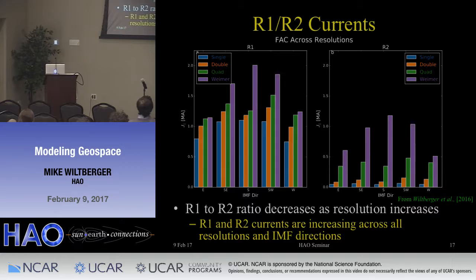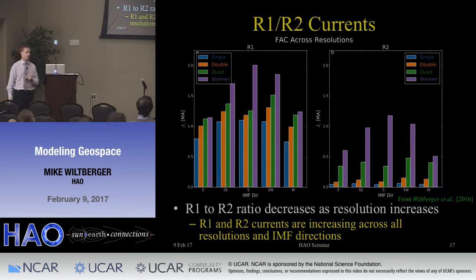The most dramatic changes are actually happening over here in the region two currents. As we go up from the single to double, there's a little bit of an increase in the current strengths there. But it's really at this quad resolution where we've got enough resolution to understand the structures of the distribution of the pressure in the inner magnetosphere to well resolve that region two current systems.